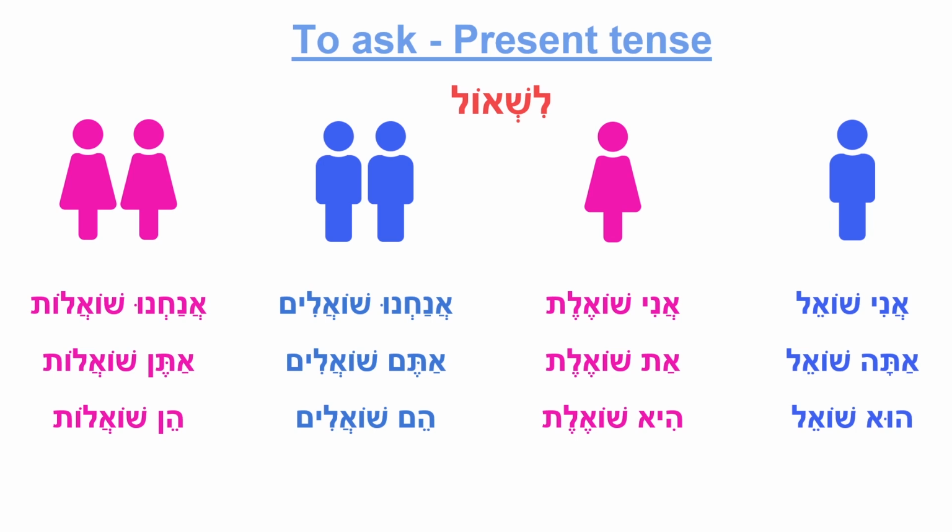The verb לשאול. שואל, שואלת, שואלים, שואלות. Write down the conjugation in your notebooks, and I'll see you guys in the next lecture.